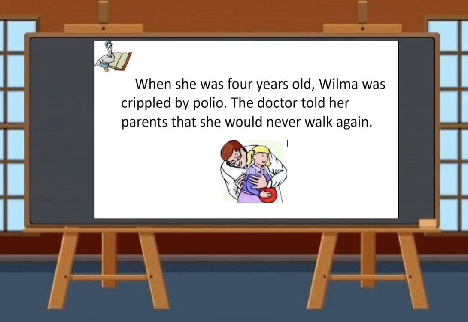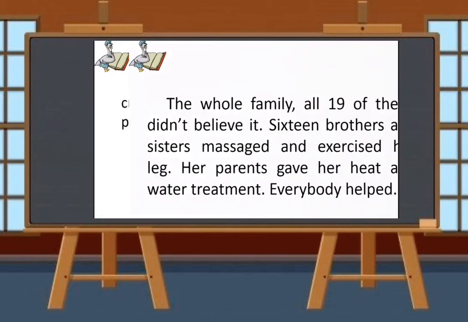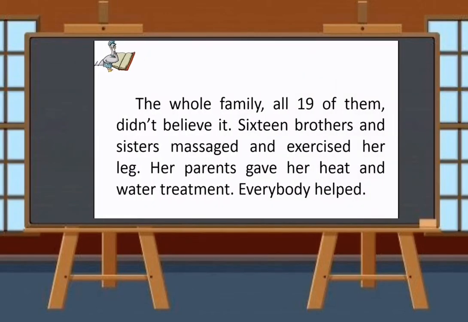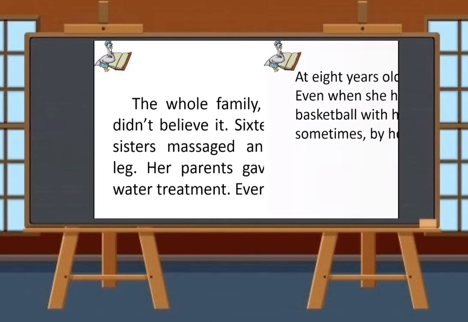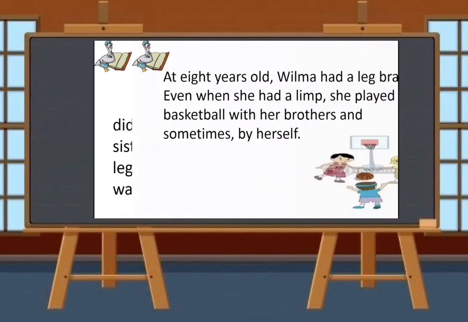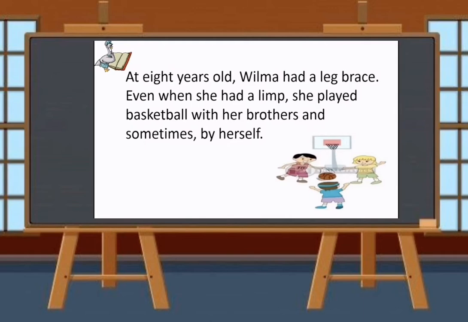The doctor told her parents that she would never walk again. The whole family, all 19 of them, didn't believe it. 16 brothers and sisters massaged and exercised her leg. Her parents gave her heat and water treatment. Everybody helped. At 8 years old, Wilma had a leg brace.